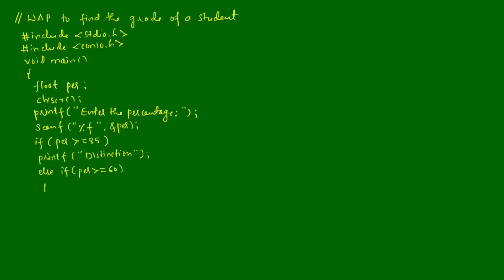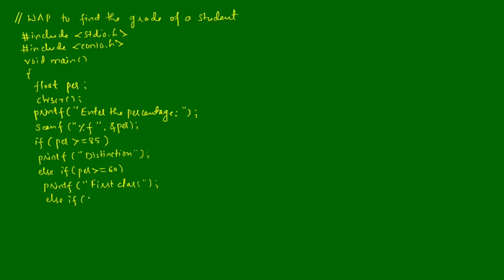If it is true, then we have to print first class using printf statement. In a double quotation mark, I'm going to write first class, end the double quotation mark and put semicolon. So what is going to happen if the percentage is not greater than or equal to 60? So we will check out the next statement.